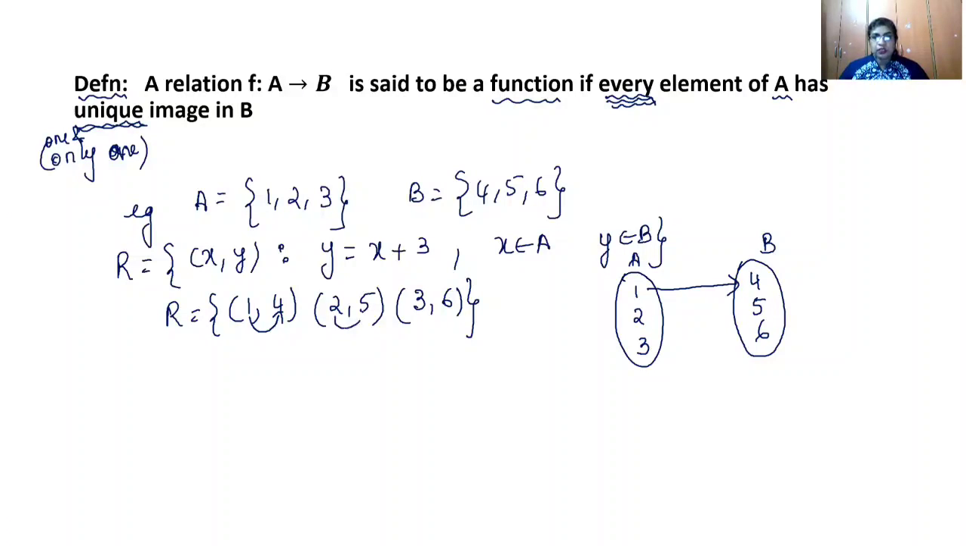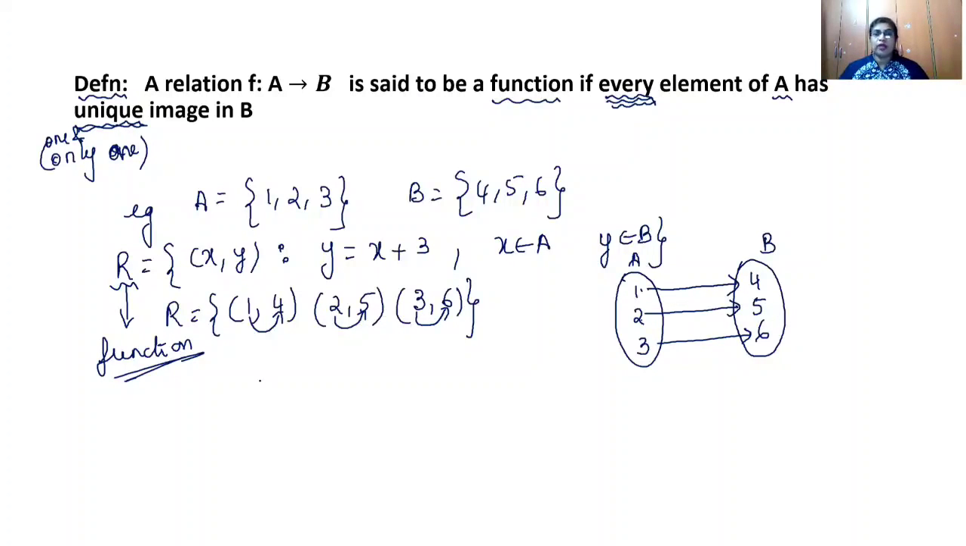Next, from 2, the image of 2 is 5. From 3, the image is 6. So now check the definition. This is a relation, and it is said to be a function if every element of A is occupied. Yes, everything is occupied, there is no element left out. And all the elements should have only one image. Check whether each has only one image. Yes, so the condition of a function is satisfied. Therefore, we can say this R is a function. Hope the idea is clear.